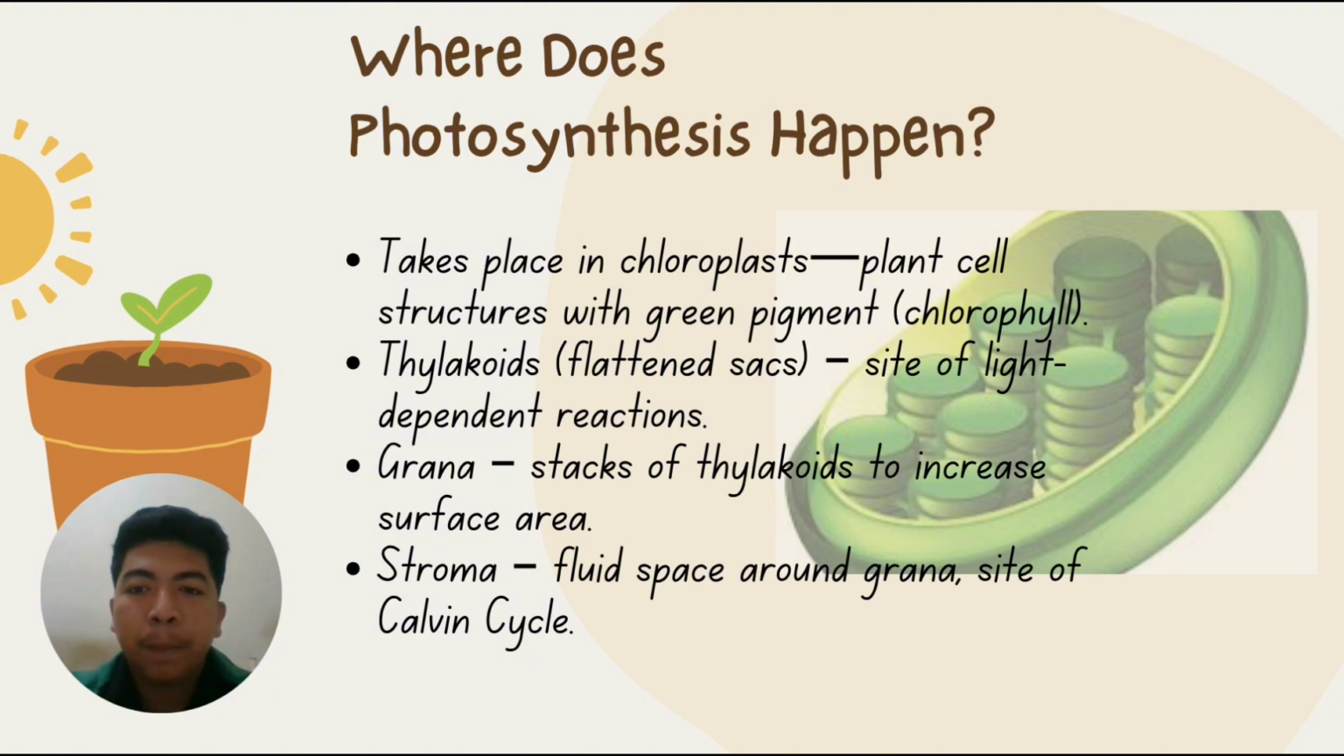Okay, where does photosynthesis happen? Photosynthesis happens inside specialized structures in plant cells called chloroplasts. The chloroplast contains the pigment chlorophyll, which gives plants their green color and plays a crucial role in absorbing light energy. Inside the chloroplast, we find thylakoids, which are small disc-like structures that stack into groups called grana. This is where the light-dependent reaction occurs. The space surrounding the grana is called the stroma, and this is where the Calvin cycle takes place. Each part of the chloroplast plays a specific role in capturing light and converting it into usable energy for the plant.